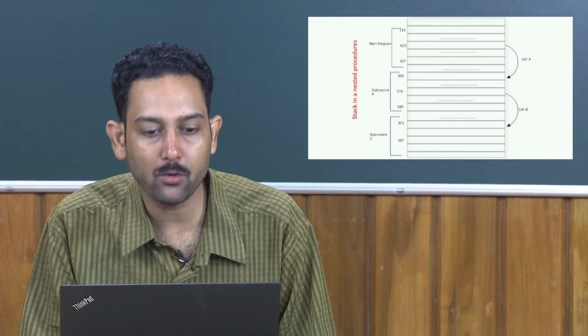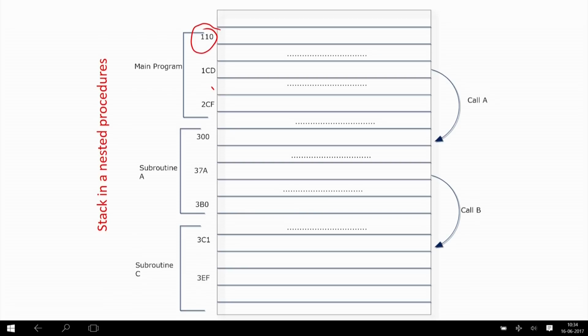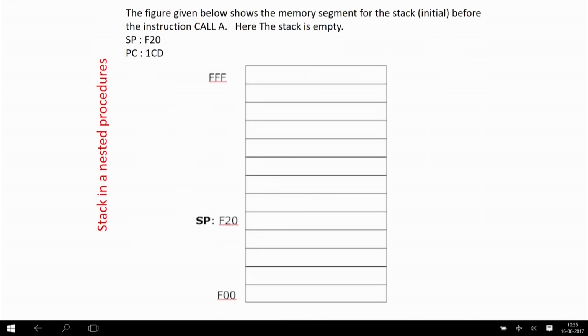If you look at the pictorial representation, we start the main program at 110 and end at 2CF. 1CD is the instruction of the main program which calls subroutine A. Subroutine A starts at 300 and ends at 3B0. At location 37A it calls procedure B, which starts at 3C1 and ends at 3EF, and after the procedure ends you go back. So, this is the pictorial representation of the nested call. And this is the example of the stack.